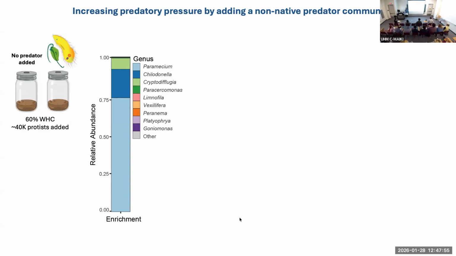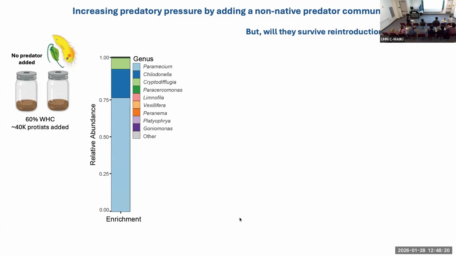These soils were from a mixed conifer soil site. We added protists from Hopland, California. They haven't seen the communities in these soils. They haven't seen each other. So you can see the organisms that we added from this enrichment: Paramecium, Hilodonella, Cryptodiphugia, Paracircomonas, and so on and so on. All of them predatory protists. But will they survive reintroduction in soil? These enrichments that I show you, in liquid conditions, have been running for 3 years. So we have been getting there.